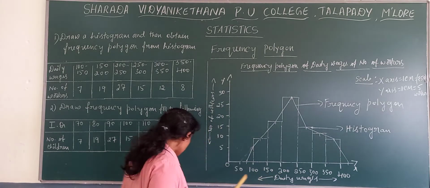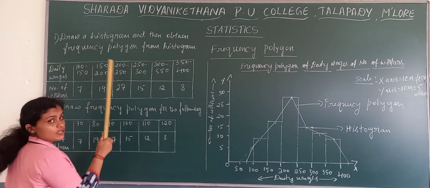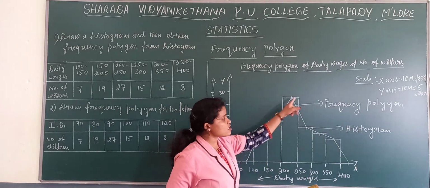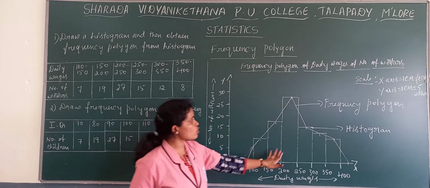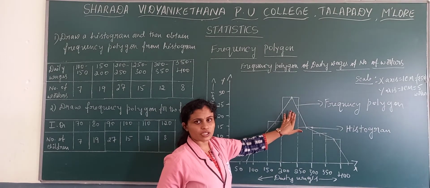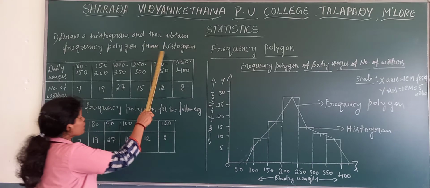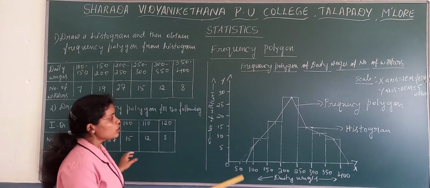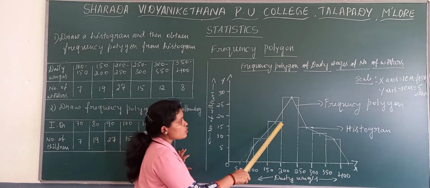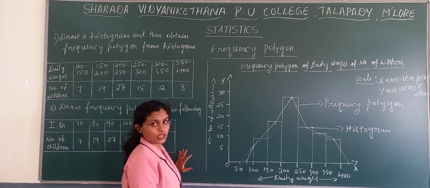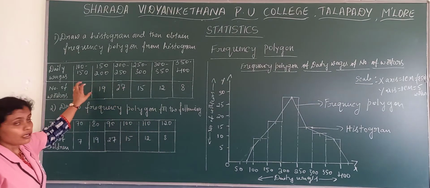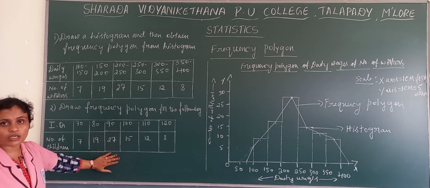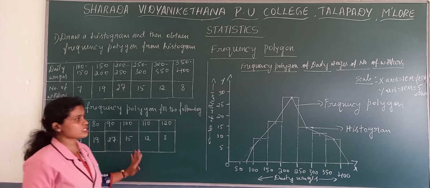How? Just see the class intervals, locate the midpoints and join those midpoints. Without drawing the histogram also, you can get your frequency polygon. If they mention draw the histogram, you have to do it; otherwise it's optional. You can go for the histogram or directly plot the frequency polygon. So this is about the frequency polygon when a continuous frequency distribution is given. Now we'll solve the frequency polygon when a discrete frequency distribution is given.